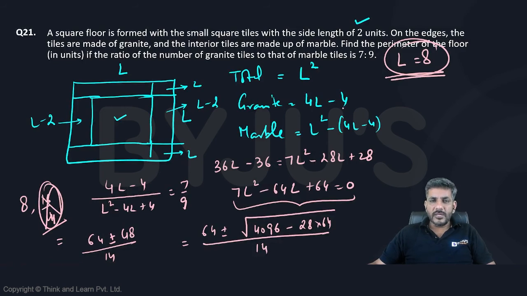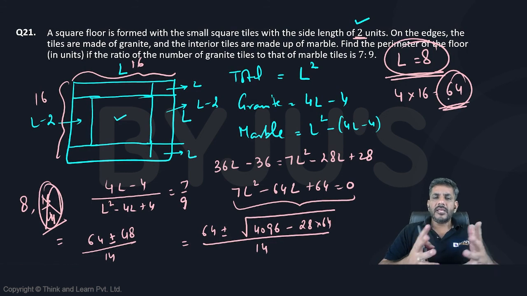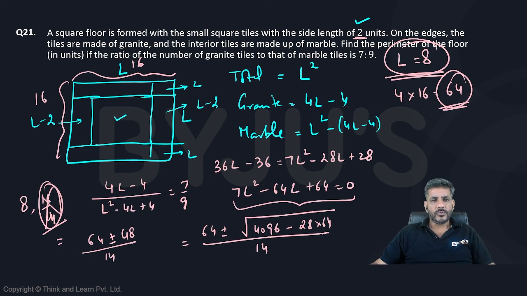If L is equal to 8, that means the total length would be equal to 16 from here, because they are of side length 2, right? This length would also be equal to 16. Question is asking you to find the perimeter of the floor. So 16 here, 16 here, the perimeter of floor is 4 times the side. So 4 times the side is 64. For a square, the perimeter is given by 4 times the side. So 64 is the correct answer for this question.